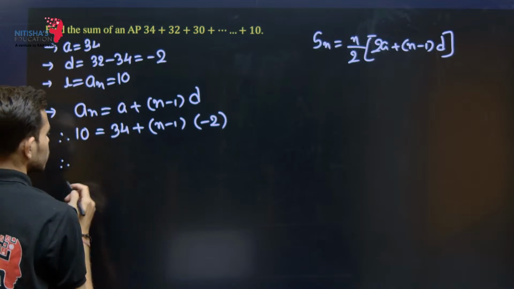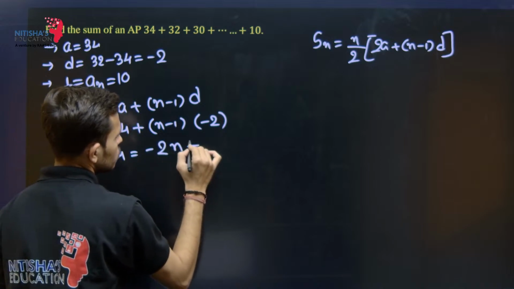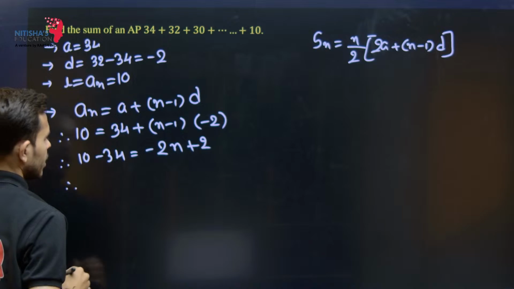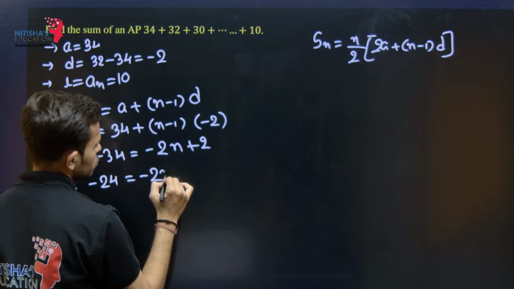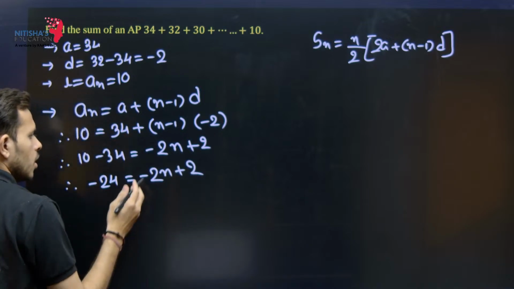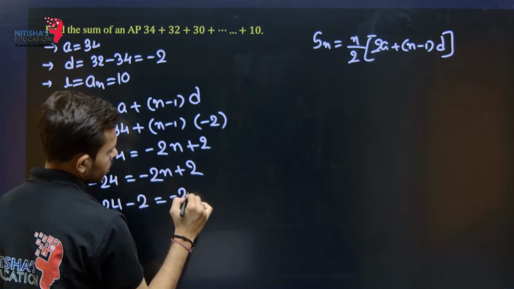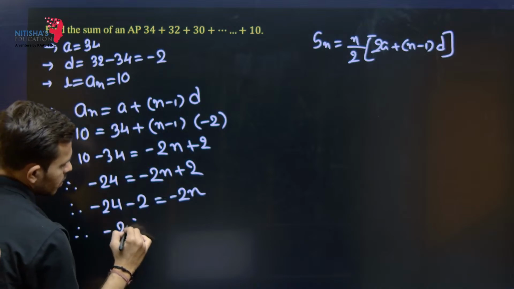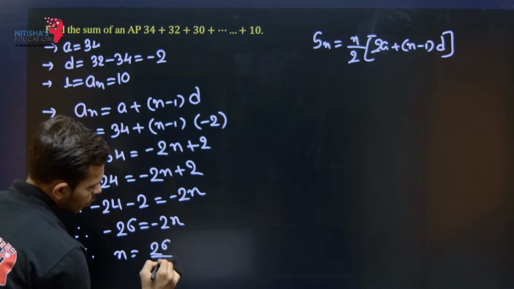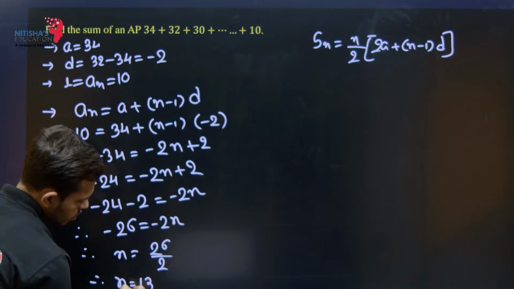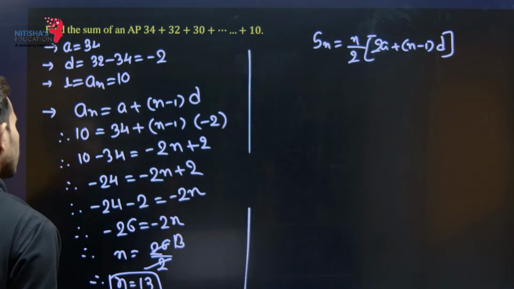Therefore, transpose 34 to the left side. It's 10 minus 34 is equal to minus 2n plus 2. Therefore, 10 minus 34 is minus 24 is equal to minus 2n plus 2. Transpose plus 2 to this side, then it will be minus 24 minus 2 is equal to minus 2n. So it is minus 26 is equal to minus 2n. Therefore, n is equal to 26 upon 2 and n is equal to 13, right?